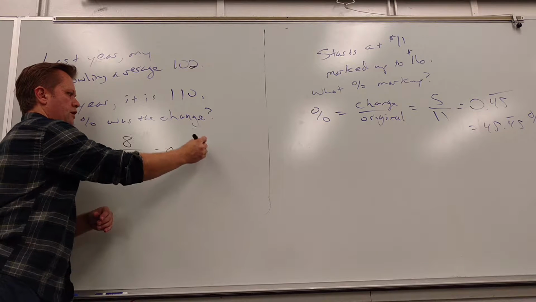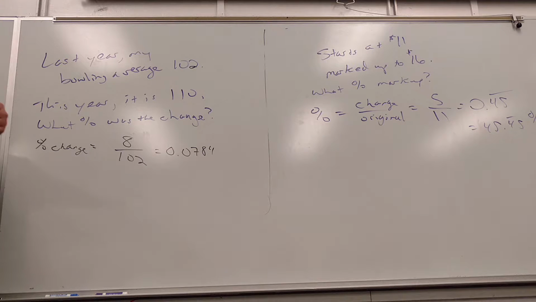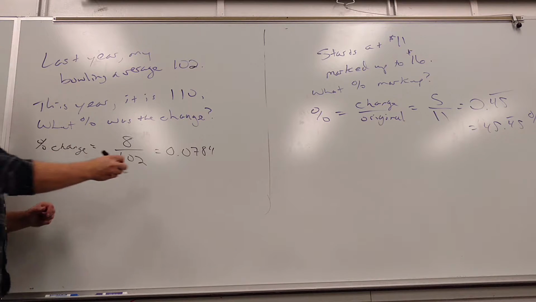0.0784. 0.784, roughly. There you go. And I would tell you where to round to on the test, so you know where to stop. So how did you get 8 again?